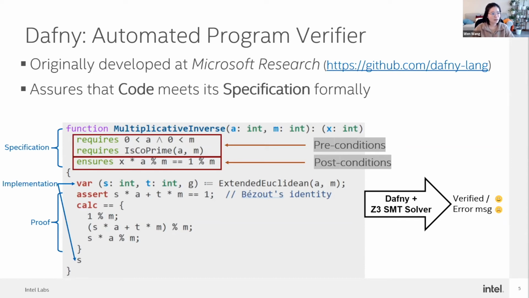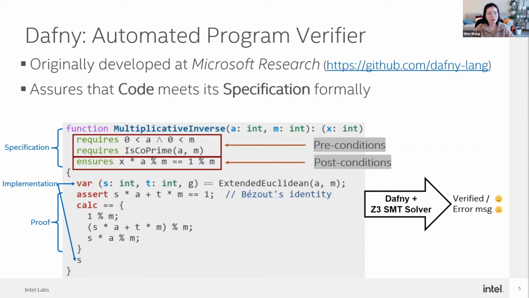Again, 3 key components. First is the specification, where you specify what is my input? What are any parameters, any constraints I have to set? That's the precondition. And further, what is my output? And this is the postcondition. And that's a specification. Further, we need the implementation.